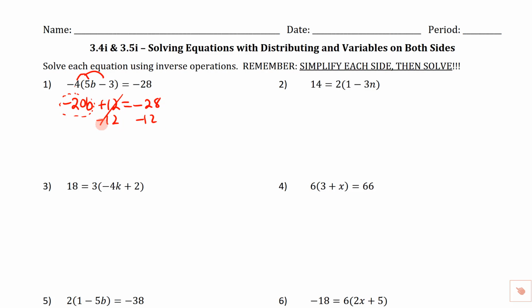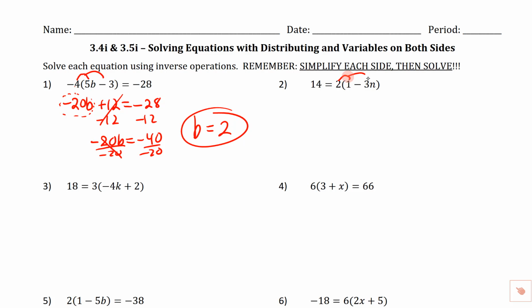Those are going to cancel each other off, so that leaves negative 20b on this side, and negative 28 minus 12, that's going to be negative 40. Remember, same sign, find the sum, keep the same sign. Then we're going to divide by negative 20 on both sides. Those are going to cancel, so we get b equals, and negative divided by a negative is a positive, and 40 divided by 20 is 2. There's our answer on that one.